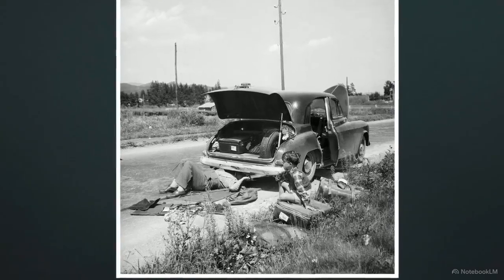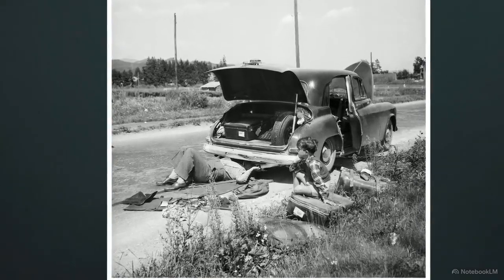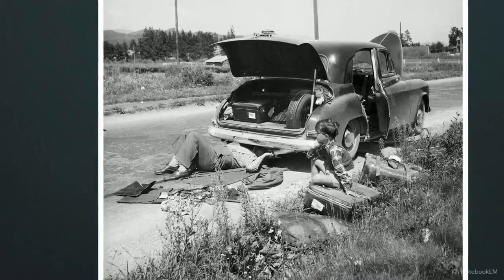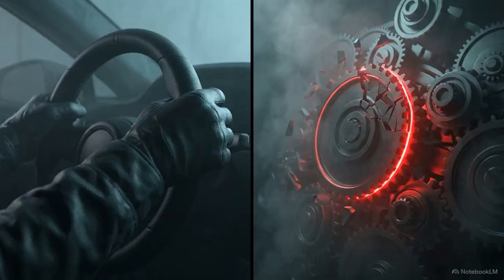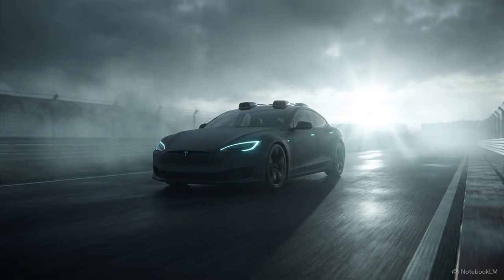For the first century of the automobile, whenever a crash happened, the blame almost always fell into one of two categories. The human behind the wheel made a mistake, or a physical part of the machine broke down. But self-driving cars present an entirely different problem.